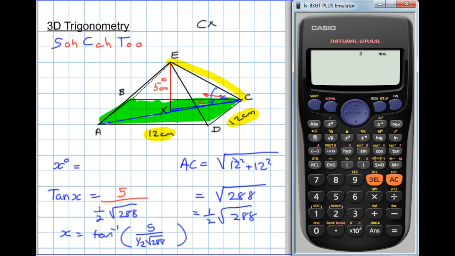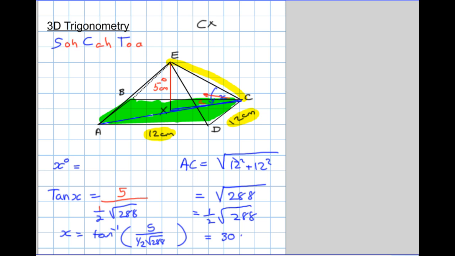Let's get the calculator to do all that. So here we go. So shift tan to the minus 1. So I'm trying to work out the angle. The main part of this calculation is a fraction. So it's 5 over a half times the square root of 288. Now use the replay button to make sure we get the bracket closed, and voila, it's 30.5 degrees. Okay, there we go, to one decimal place.